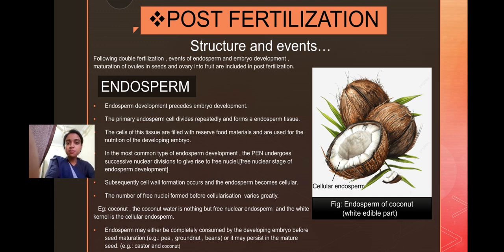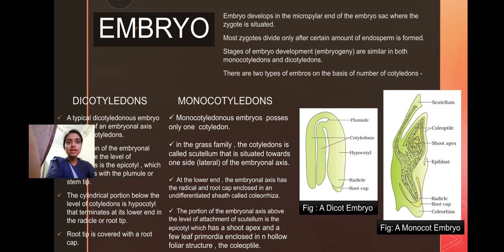Now, endosperm may either be completely consumed by the developing embryo before seed maturation, for example, pea, groundnut, beans, or it may persist in the mature seed, for example, castor and coconut. Then embryo. The embryo develops at the micropylar end of the embryo sac where the zygote is situated. Most zygotes divide only after a certain amount of endosperm is formed. Stages of embryo development, known as embryogeny, are similar in both monocotyledons and dicotyledons.